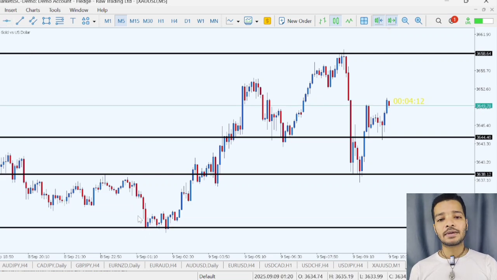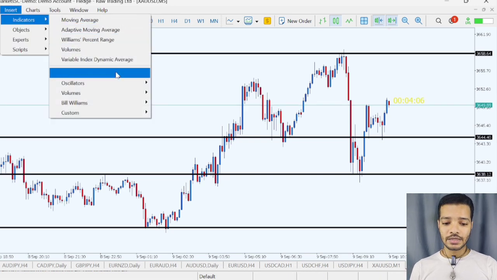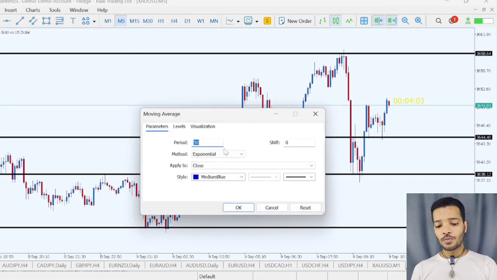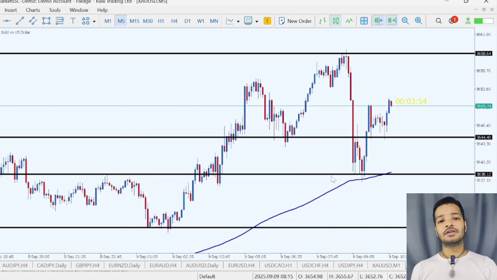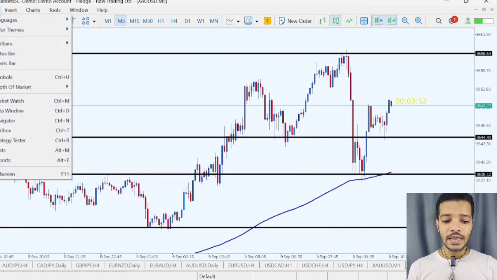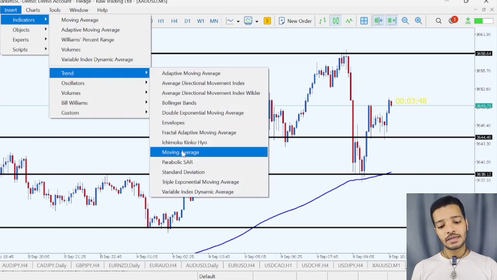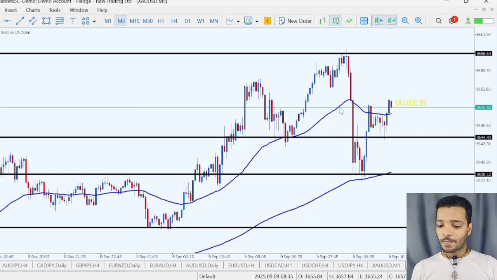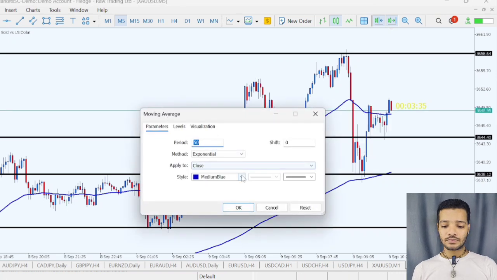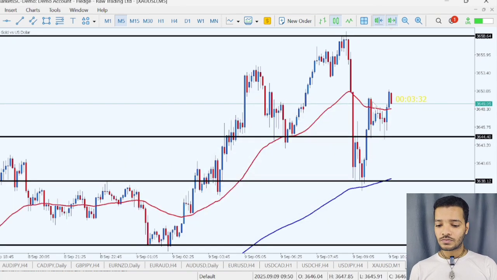After marking these levels, we need an indicator, that is the moving average, and the moving average is the exponential moving average. First we need the 200 EMA, this is the moving average. After the 200 EMA setup, we need another moving average, and this is the 15 EMA.